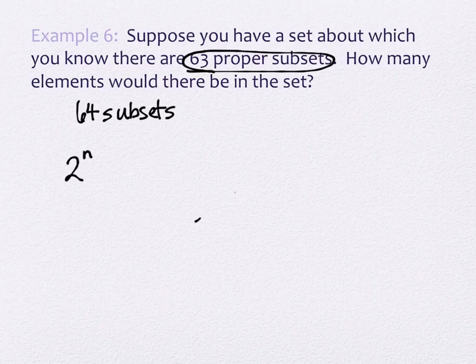2 to the n would have to equal 64. That's exactly right. So what would n have to be to make that work? And you can do it by trial and error pretty quickly. It's 6. N would need to be 6 to make that work. So we have 6 elements. Does that make sense? Okay.